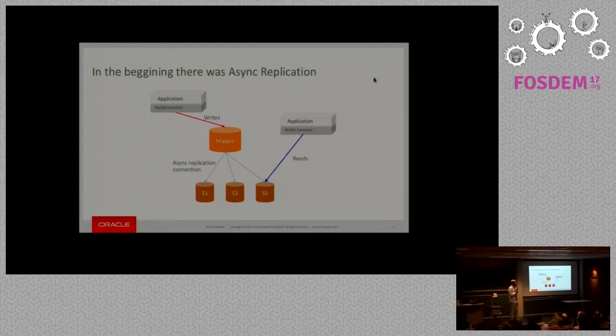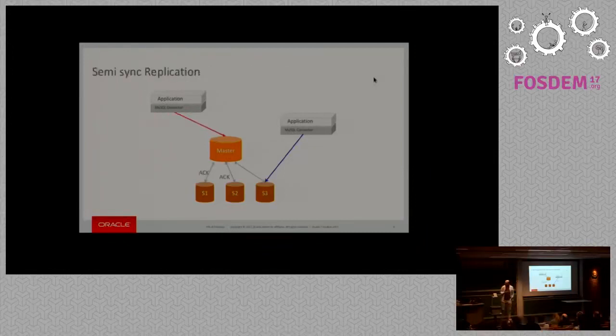In the beginning, there was asynchronous replication, so everyone knows this, right? You have a master, you write to the master, it generates events that go to the bin log, these events go to slaves. Slaves are asynchronous, and ideally you want slaves to back up your data or to scale your reads. So writes go to the master, reads go to the slaves, and you can read stale data on the slaves. So that's it.